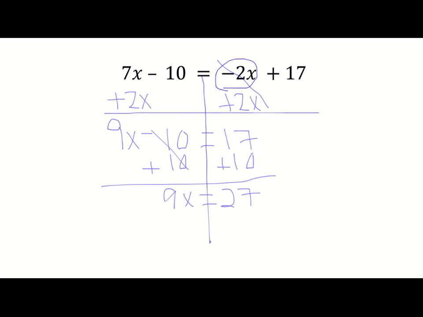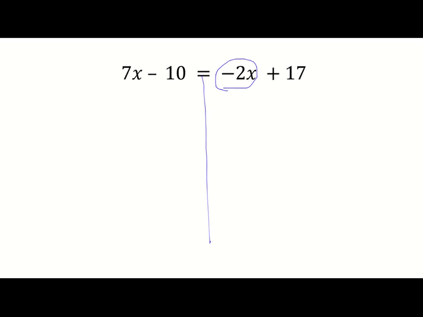Now to get x by itself, divide by the 9. So x equals, 9 goes into 27 3 times. So the answer to this equation is x equals 3.